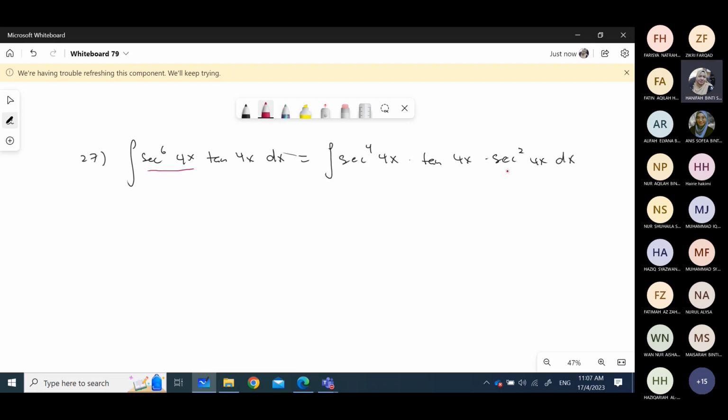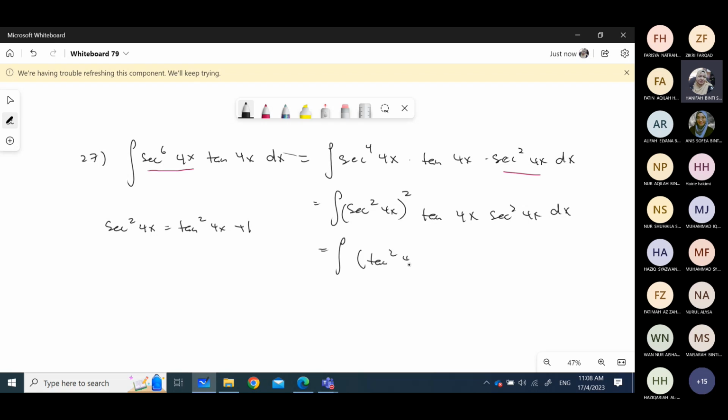Okay. Ini kita dah faktorkan. Okay, so next. Ini sama juga macam tadi lah. Okay, so kita gunakan this identity. Secant squared of 4x is equivalent with tangent squared of 4x plus 1. So, ini secant 4. So, you boleh faktorkan dia. Dia akan buat secant squared of 4x to the power of 2, tangent of 4x times secant squared of 4x dx. Okay, so apply identity. So identity here is tangent squared of 4x plus 1, the whole thing to the power of 2, multiply with tangent of 4x, multiply with secant squared of 4x dx.